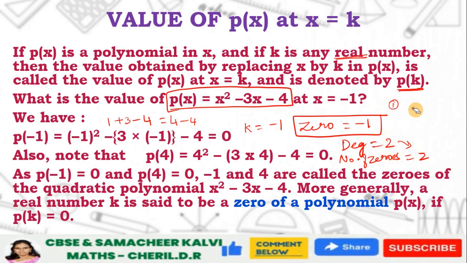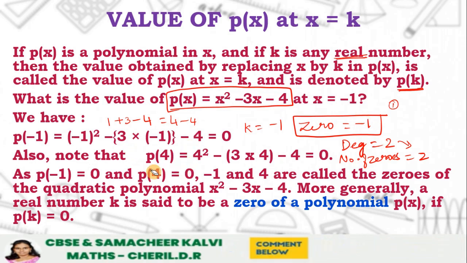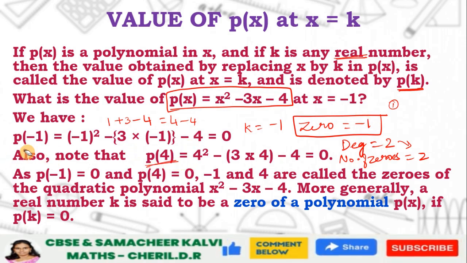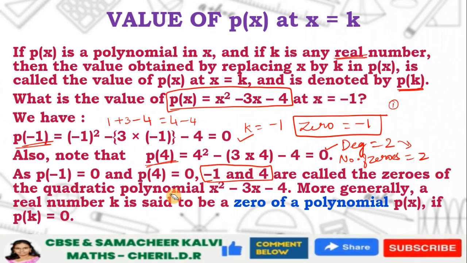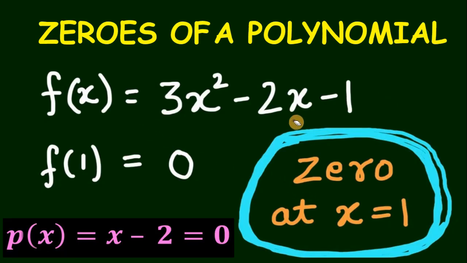If it is a linear polynomial, that is the degree is 1, the number of zeros will be only 1. Here the degree is 2, so we are getting it for two values, p of 4 and p of minus 1. For both you are getting it as 0. So you can say that minus 1 and 4 are called the zeros of the quadratic polynomial. Is it clear children? So this is about finding out the 0 of the polynomial.